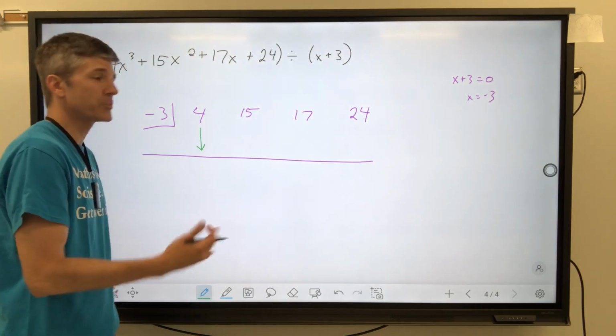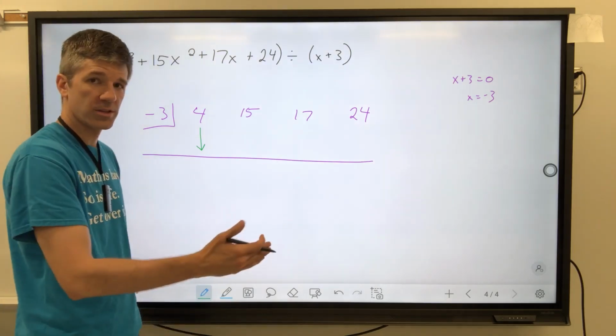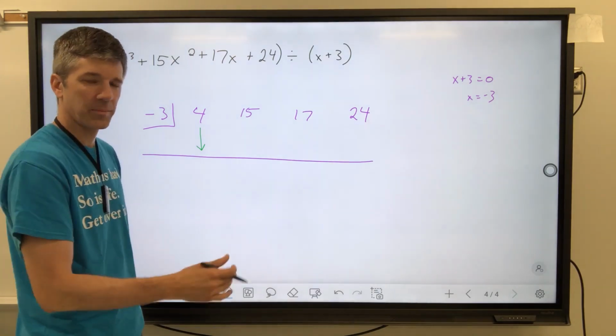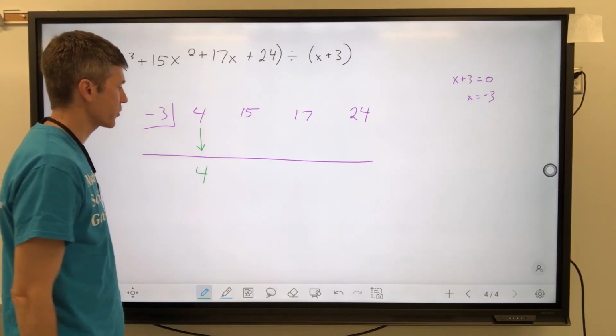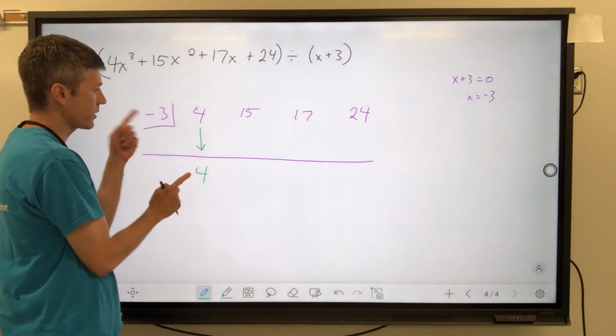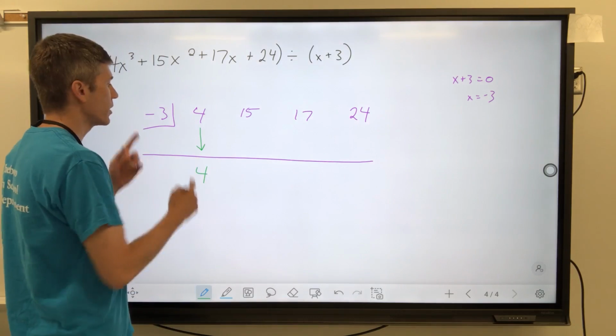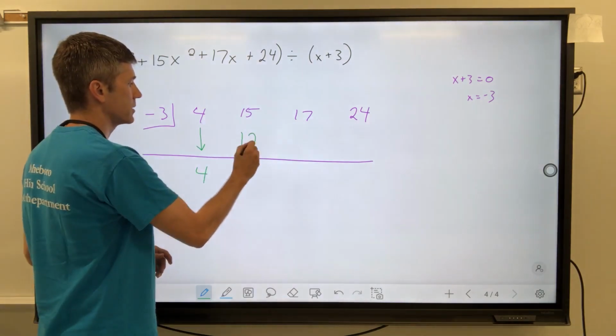It works. This really is a shortcut for that long division. The process is really the same. It's just abbreviated. We've left the variables out. So 4, bring down your 4. Multiply these two together. Negative 3 times 4 is going to be negative 12. Put it in the next column over, negative 12.